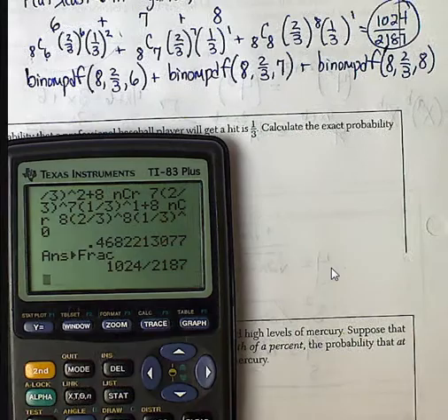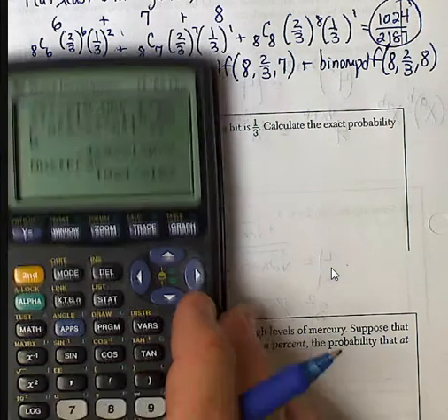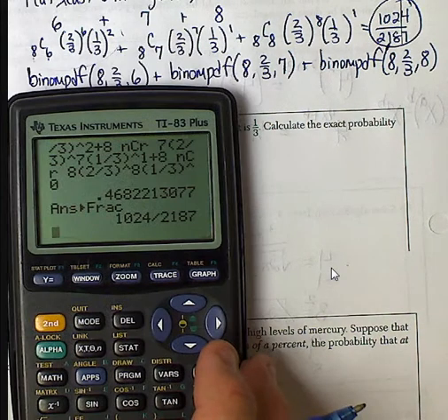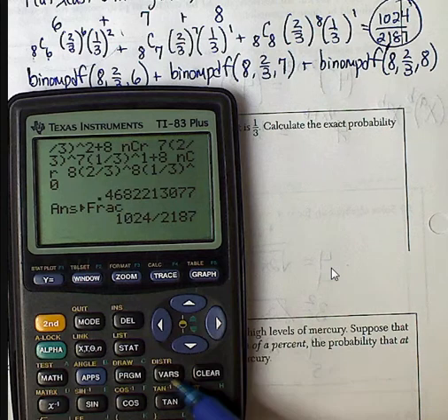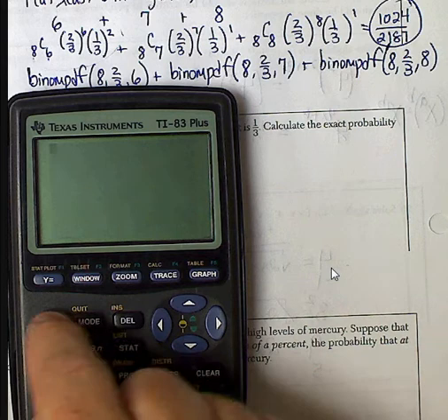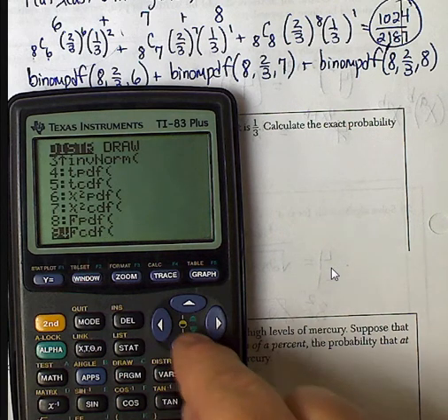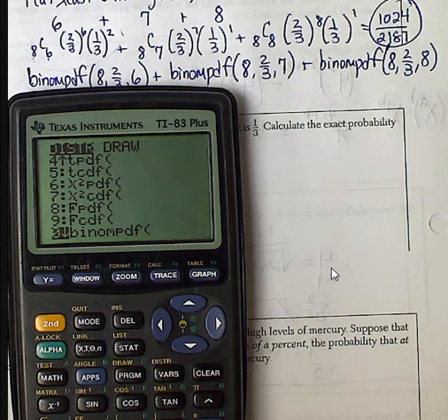Okay, let's go to binom PDF. Let me bring this down so you can see it. Binom PDF is located on the variables key. It's the distribution. So let me clear this out to get to it. It's second, distribution, and you're going to go down to find it. In this case, it's going to be 0. So you can just press 0 or press enter once you have it.